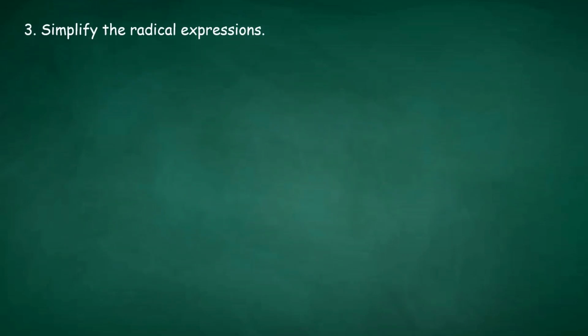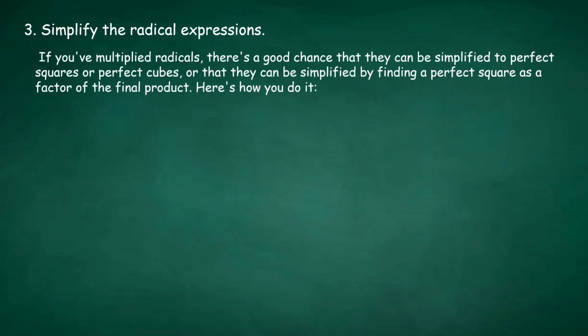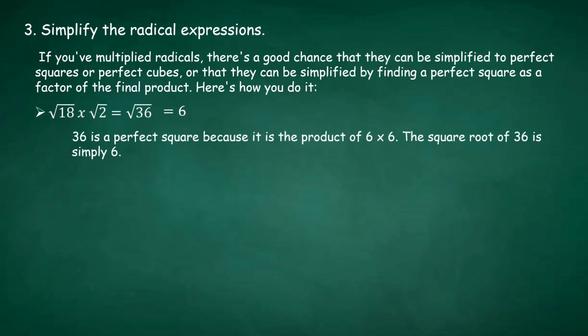3. Simplify the radical expressions. If you've multiplied radicals, there's a good chance that they can be simplified to perfect squares or perfect cubes, or that they can be simplified by finding a perfect square as a factor of the final product. Here's how you do it. 36 is a perfect square because it is the product of 6 times 6. The square root of 36 is simply 6.